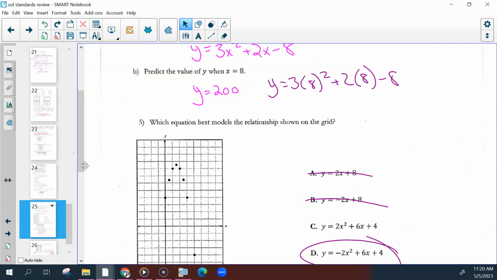5, you don't really need to know what the points are exactly in order to figure this out. It's a U shape, so it can't be linear. And it's facing upside down, so the A value has to be negative. So D was that answer. Anyone still need 4?